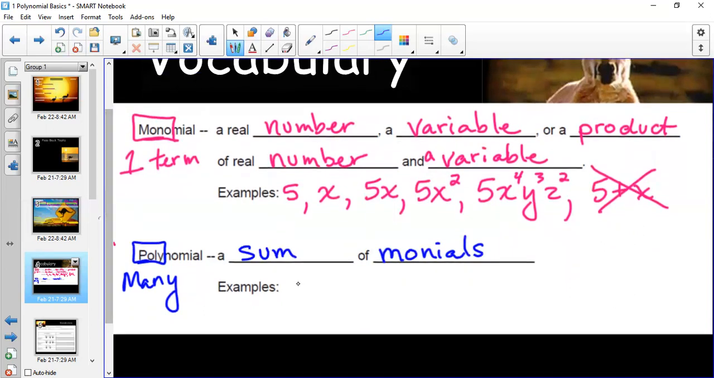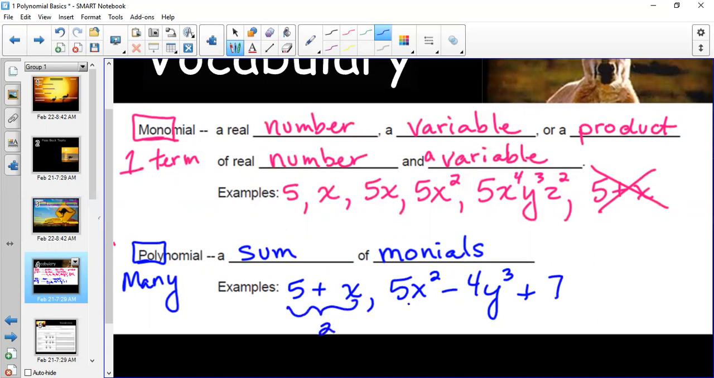So for example, I could have 5 plus x. That would be one term plus one term. Or I could have 5x squared minus 4y to the third. I have a subtraction sign. I could even add in another plus sign and put the number 7. So this one has 2 terms. This one has 3 terms. But they're both polynomials because poly means many. Okay, so if it has one term, it's considered a monomial. If it has more than one term, it's considered a polynomial.